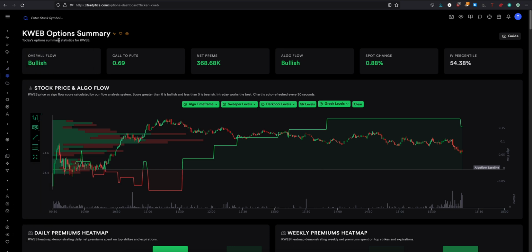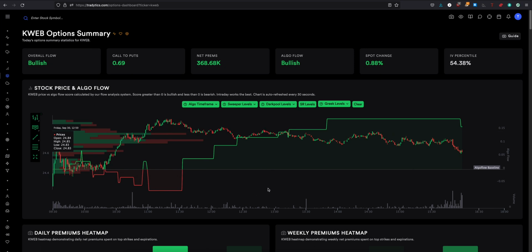And I've just searched for KWeb. And you can search for any stock in here and get this chart pulled up that has the price action, the time frame, and then here these red and green lines are your Algo Flow. So obviously green is bullish and red is bearish, and there's the baseline right there. Below is bearish, above is bullish.